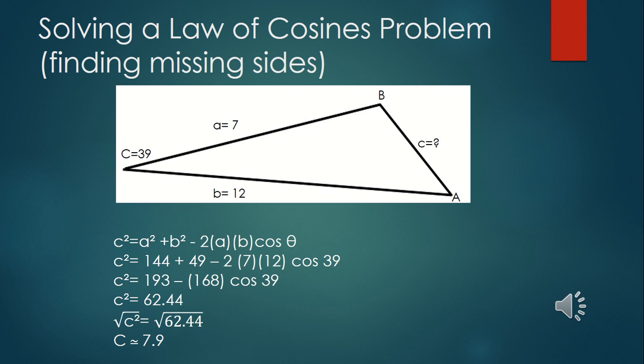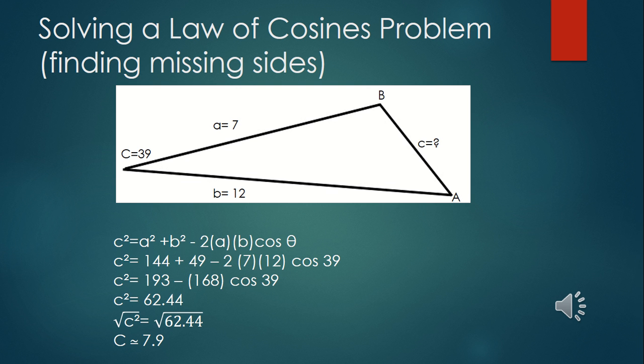Alright, so now we are going to simplify everything. So c squared, and then 144 plus 49 equals 193. And then we subtract that by 168, because that's negative 2 times 7 times 12, and then multiply that by cosine of 39. Once you simplify that, we have c squared equals 62.44.